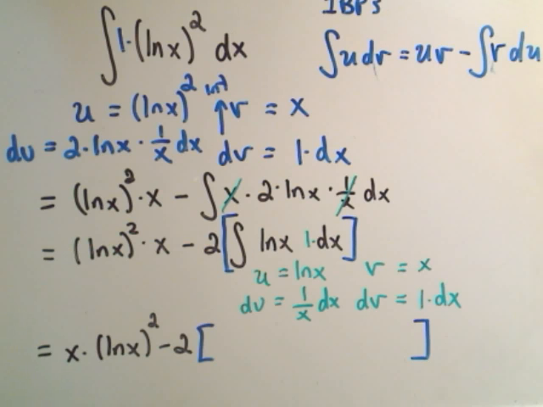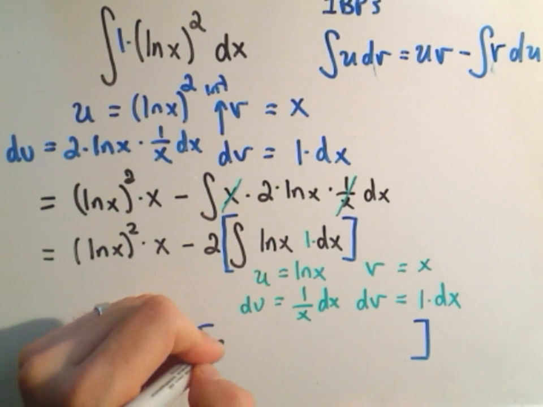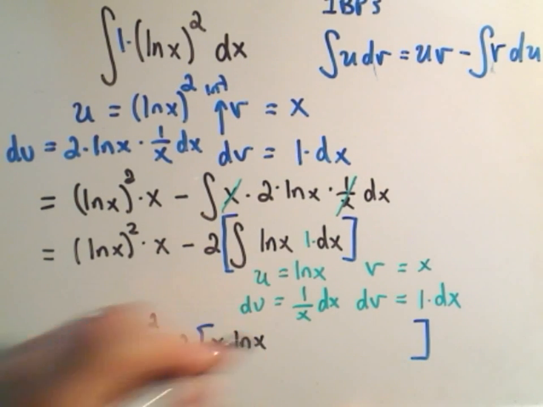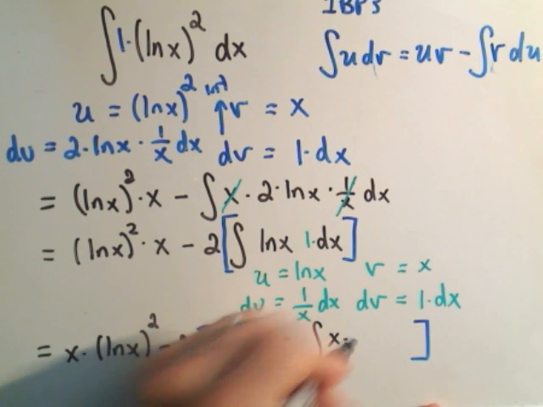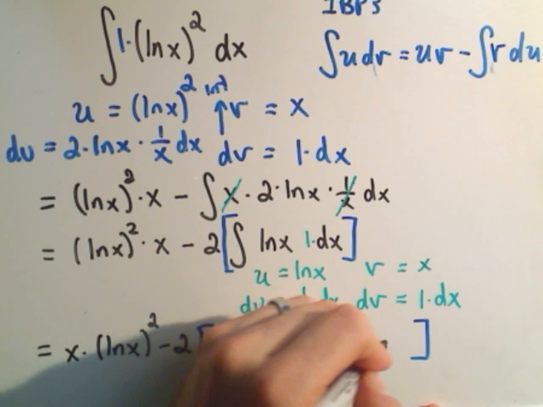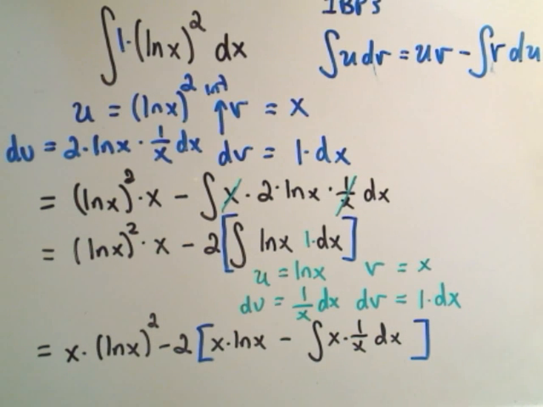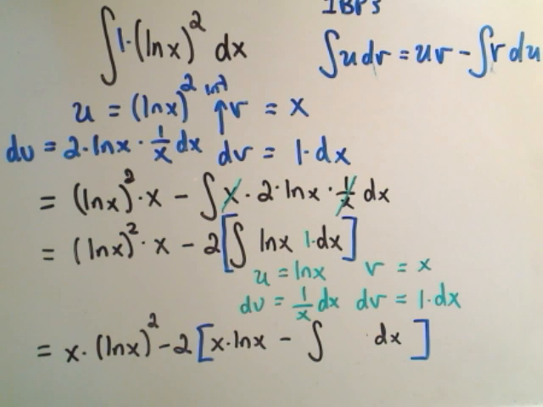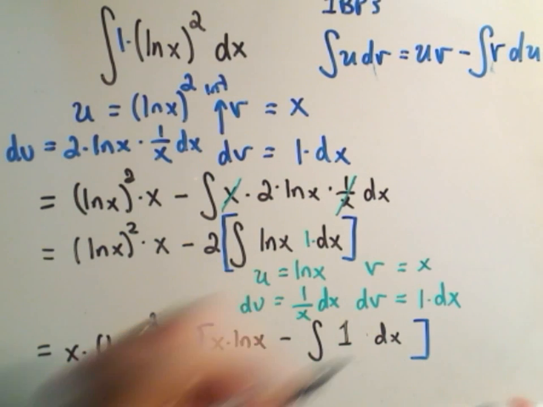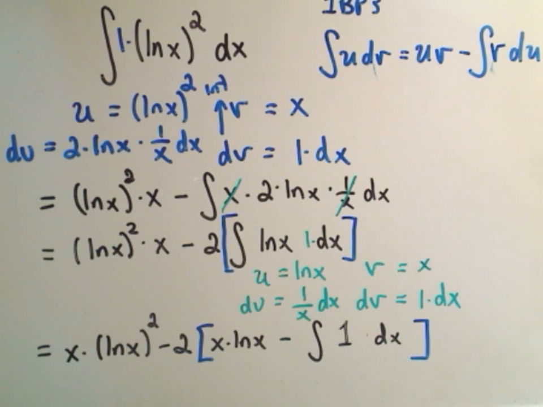So we get u times v. Again, the u term is now ln of x, and my v is x, so I'm going to write it as x ln of x. So there's my uv minus the integral of v, which is x, times du, which is 1 over x dx. But we can simply cancel out the x times 1 over x. Those will cancel, and we'll just be left with the integral of 1 dx. So now we're pretty much there. We've almost got our answer at this point.